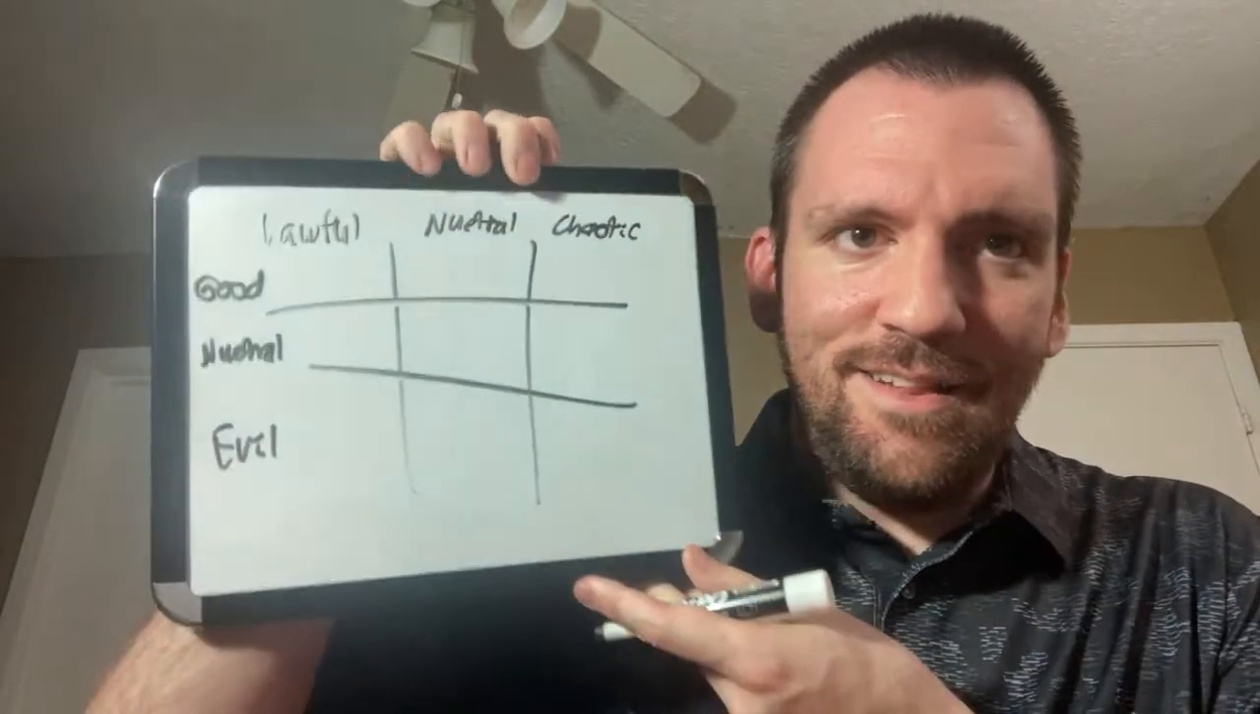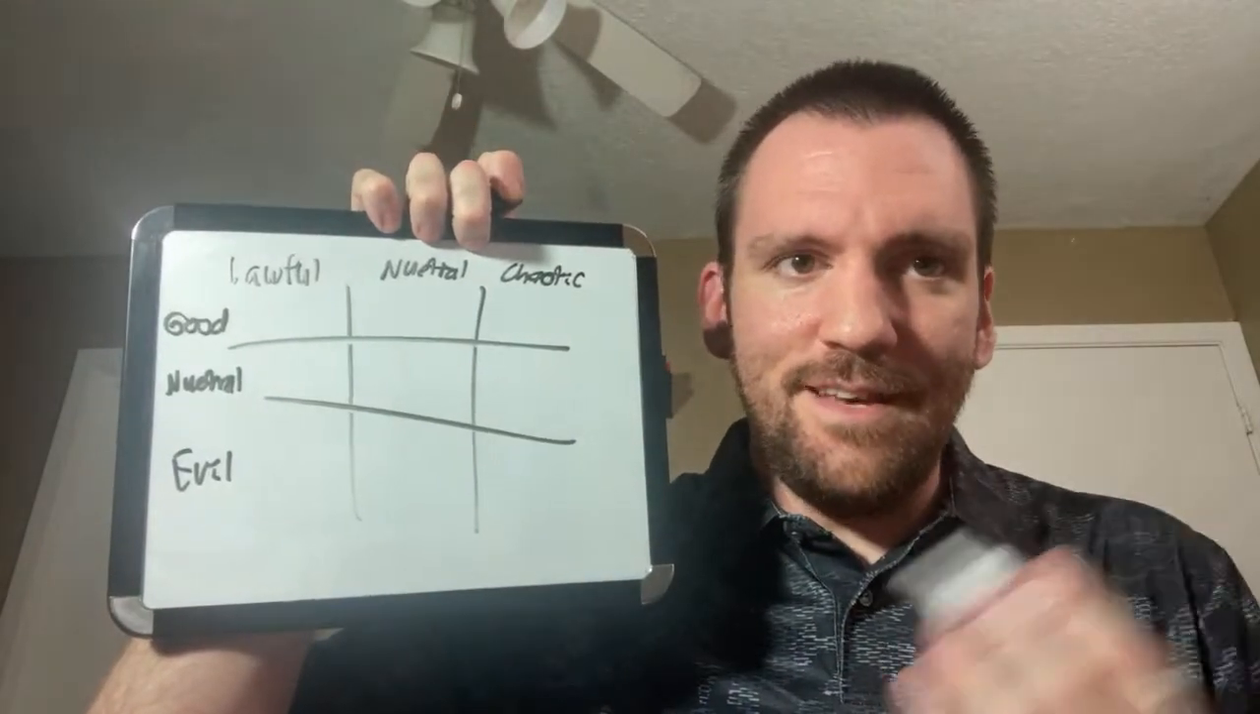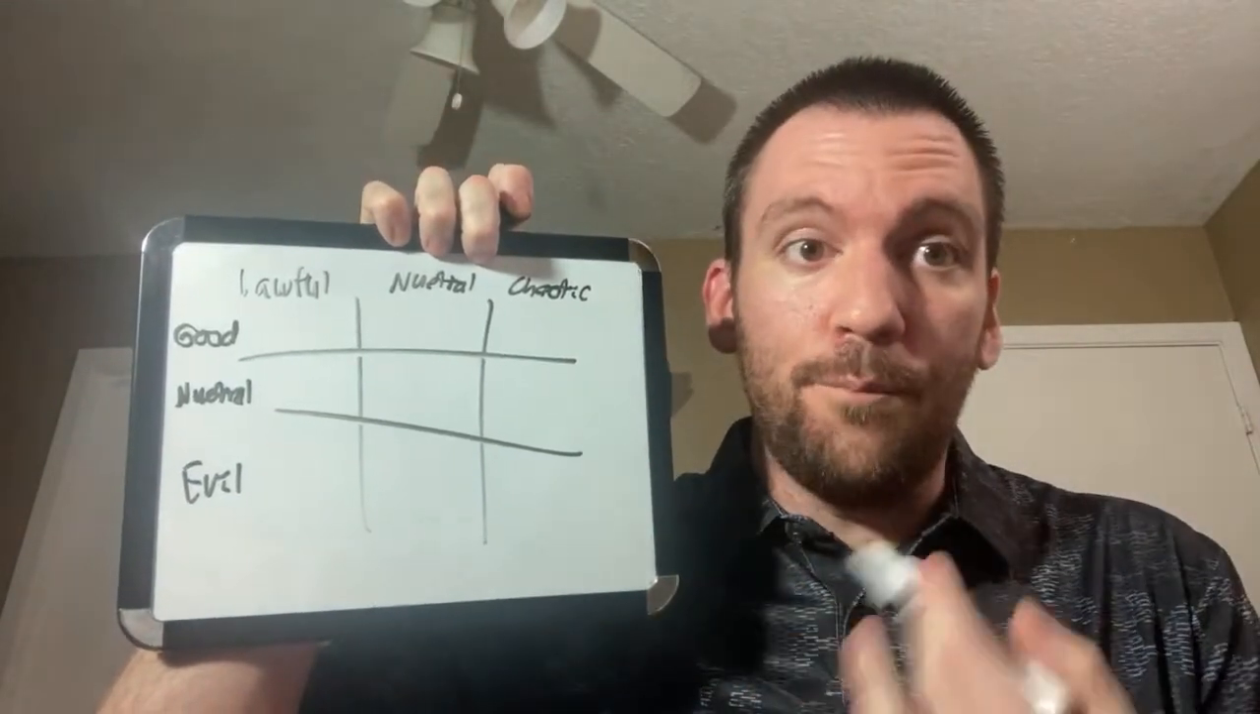Let's see. Lawful, neutral, chaotic, good, neutral, evil. The D&D class alignment system. In fact, this can make for great role-playing as well.